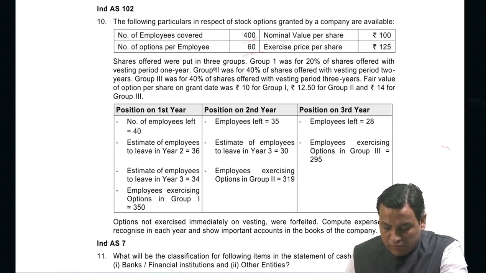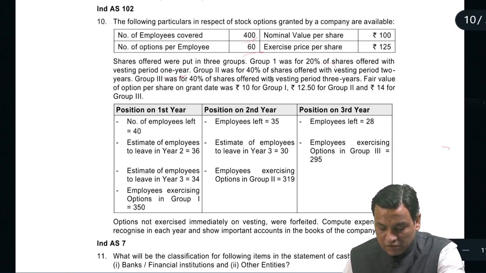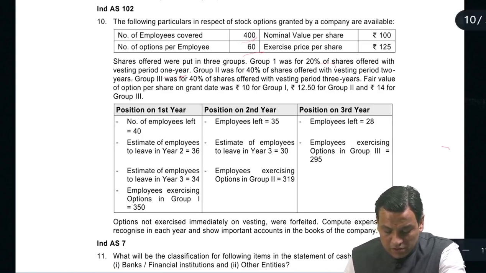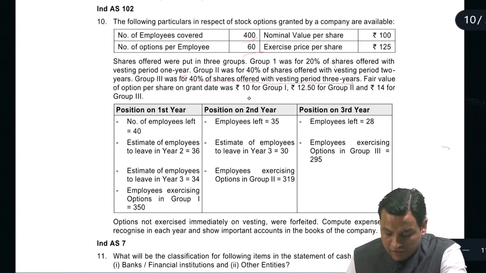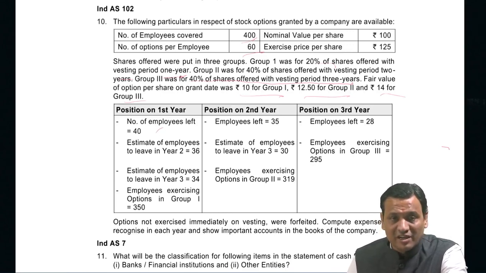Shares offered were put under 3 groups. Group 1 20% for 1 year vesting. Group 2 40% of shares offered with vesting period of 2 years. And group 3 was 40% of shares offered with vesting period of 3 years. Fair value is 10 for group 1, 12.50 for group 2 and 14 for group 3. The position has been given, number of employees 40 who have left in first year. It means 360 employees will be eligible for group 1.